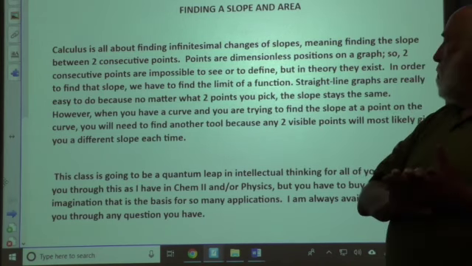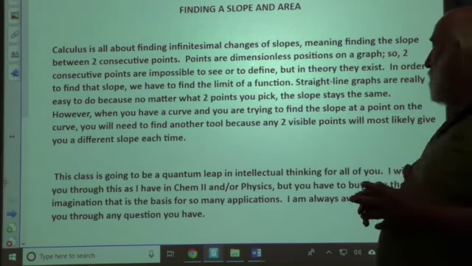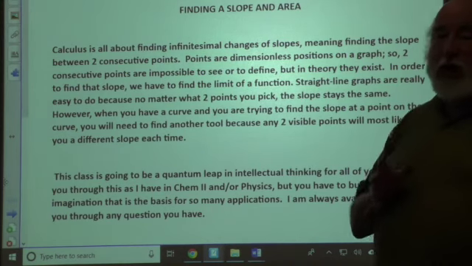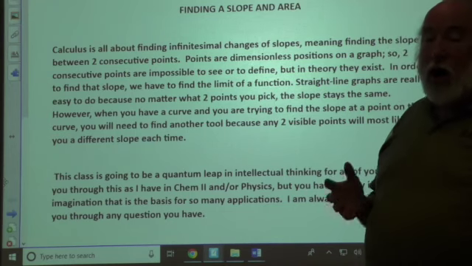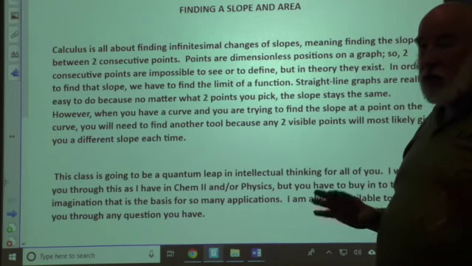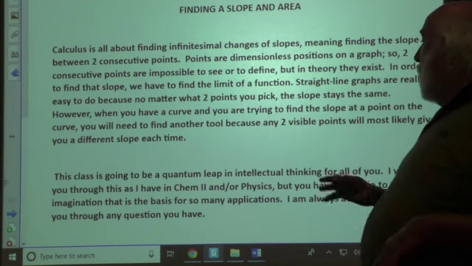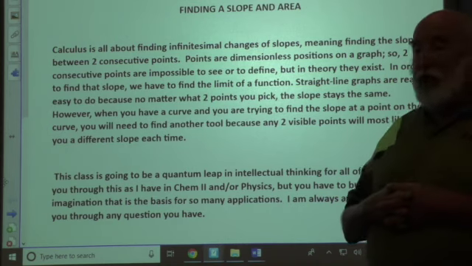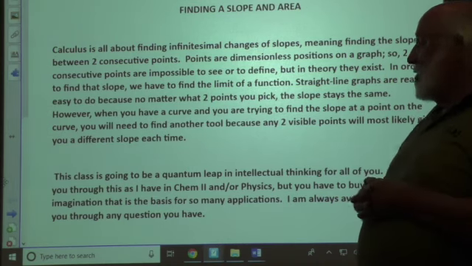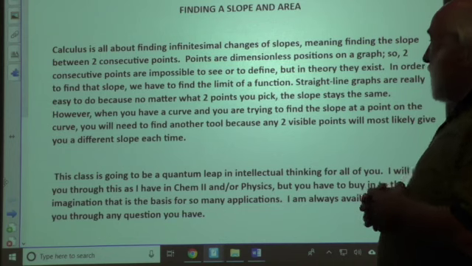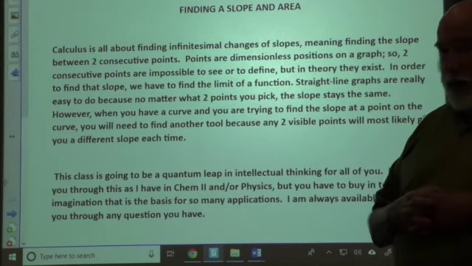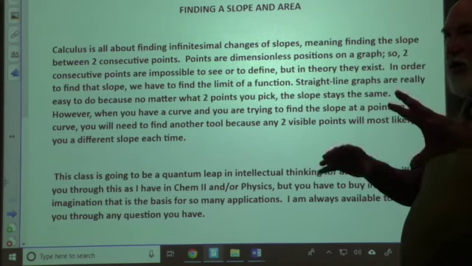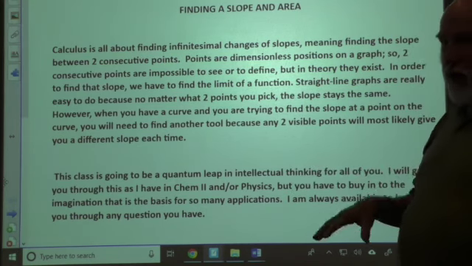In order to find that slope, we have to find the limit of a function. Straight line graphs are really easy to do because no matter what 2 points you pick, you're going to get the same value of the slope. That's simple. However, when you have a curve, you're trying to find the slope at a point on the curve. You will need to find another tool because any 2 visible points will most likely give you a different slope each time. Okay? So, that's what calculus pretty much is based upon.